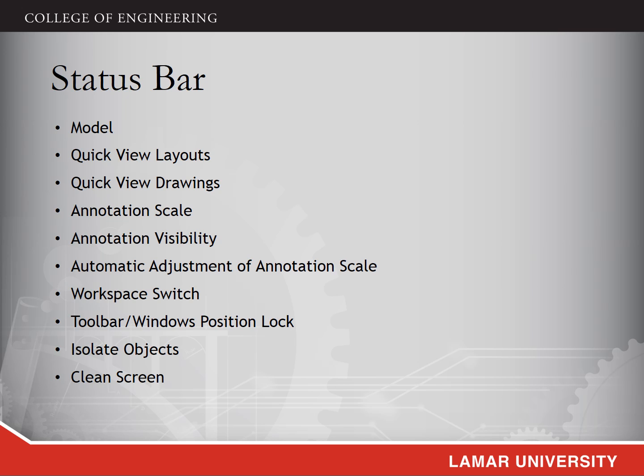At the very bottom of the interface, there is a bar called the status bar. The status bar will show the status of the functions applied to the current drawing. For example, the model status can help you switch between model and paper space. It will also have quick view layouts, drawing, annotation scale, and visibility, and all the other statuses. Once a function is activated, the status will turn blue. The status bar is very helpful for us to increase the efficiency of the design.